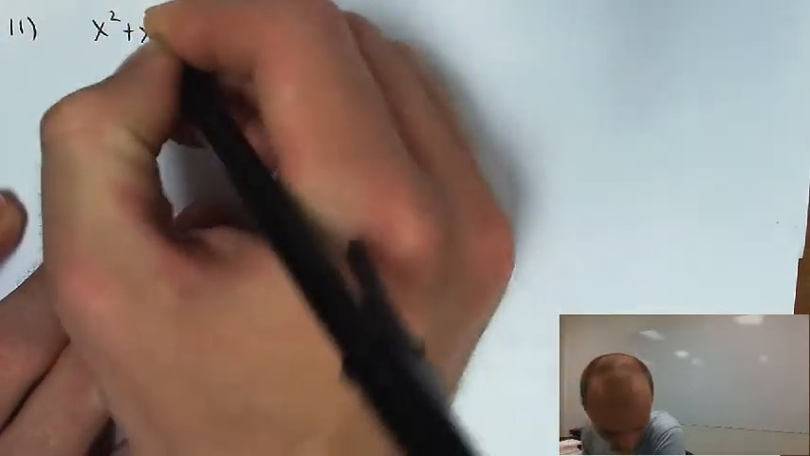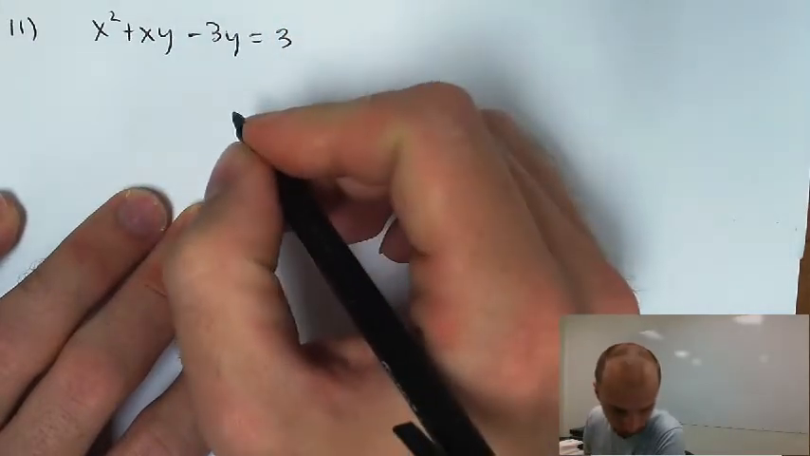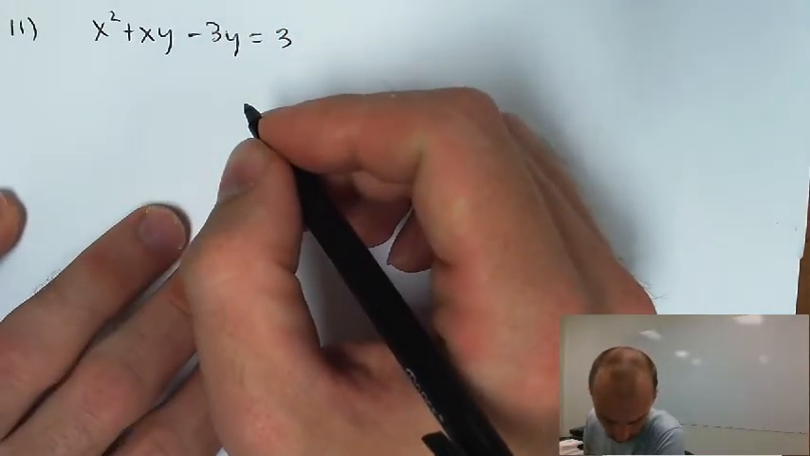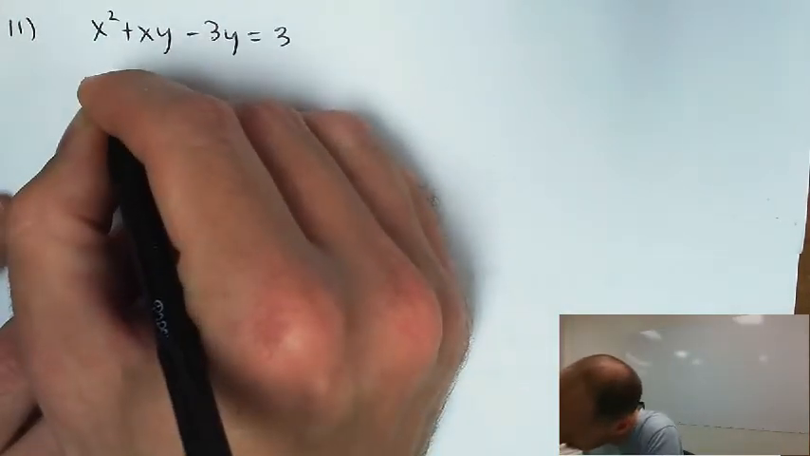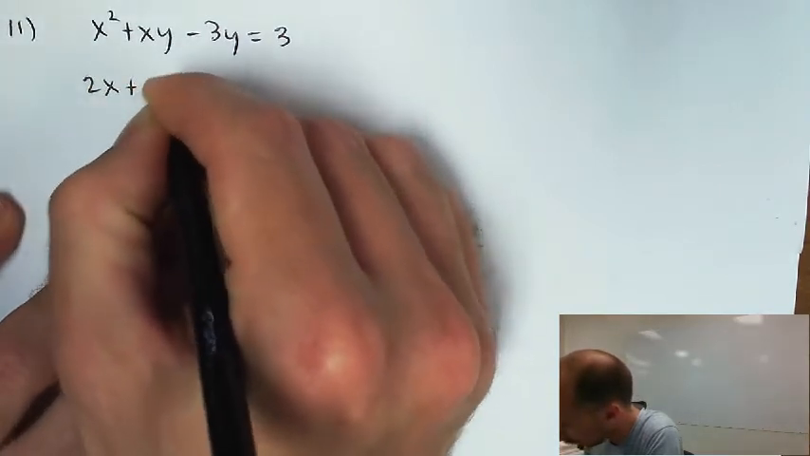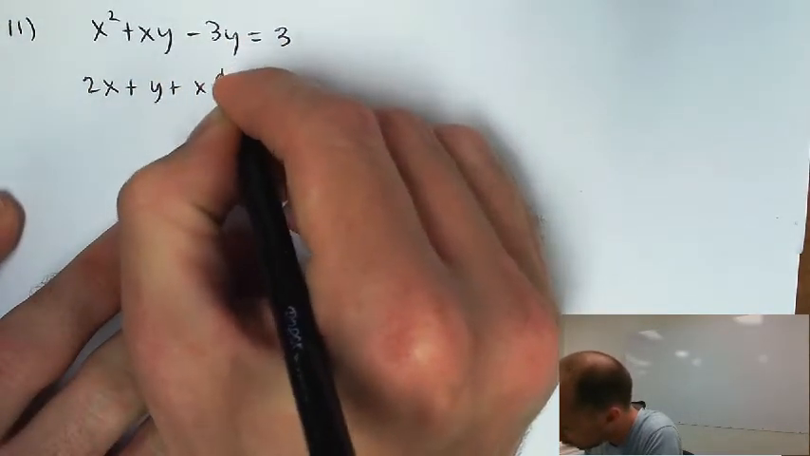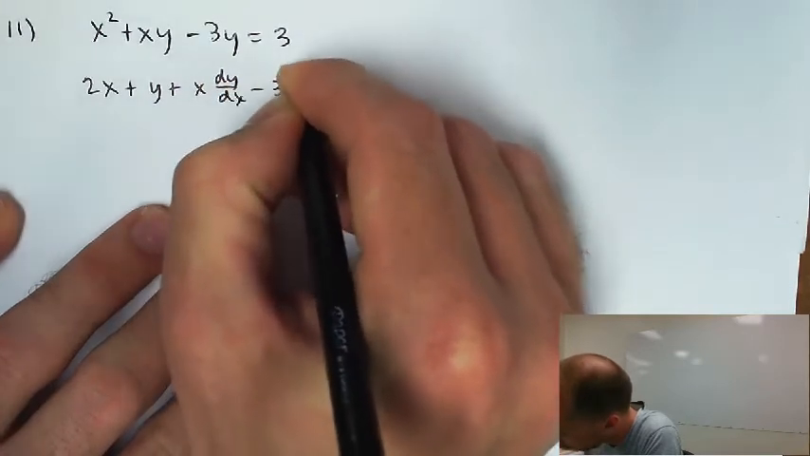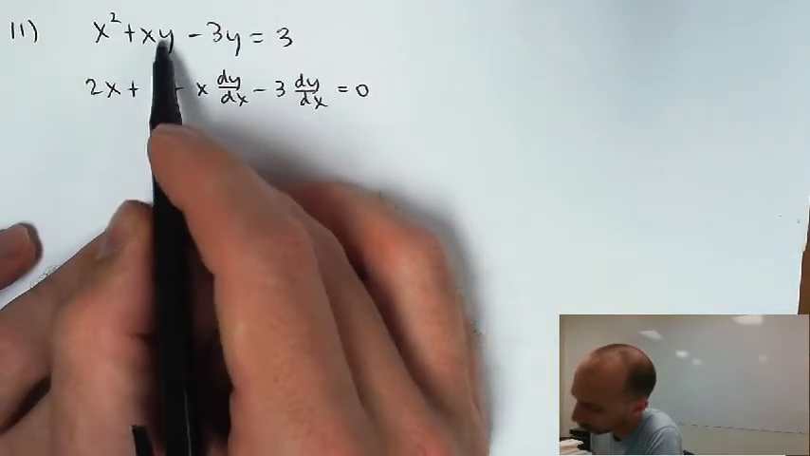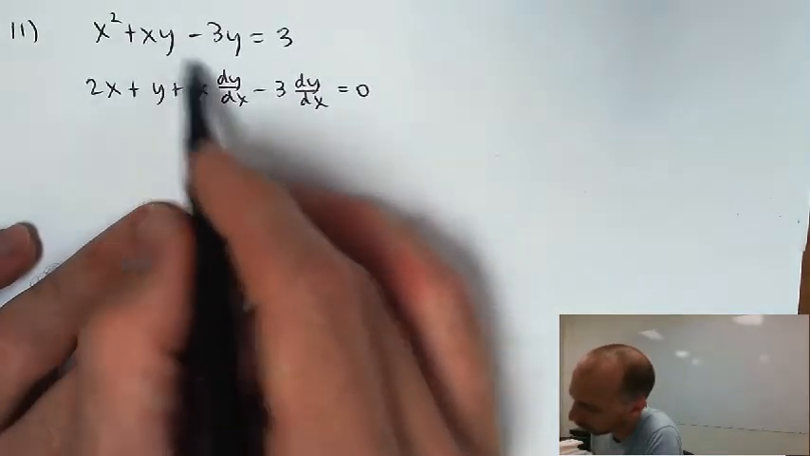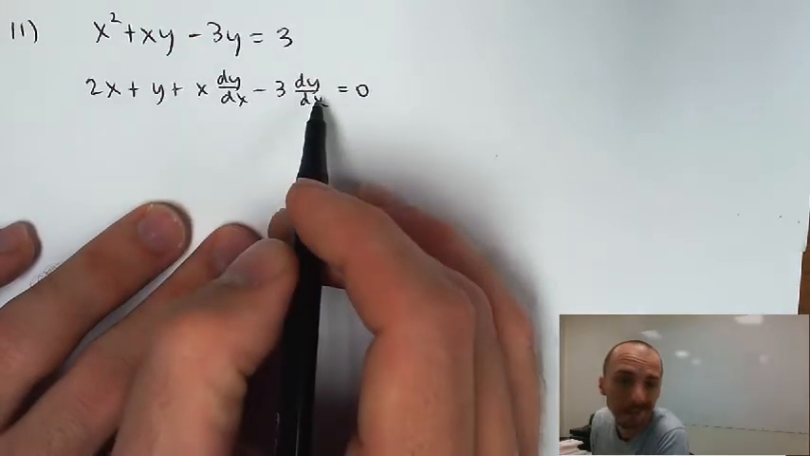All right, here we've got a nice implicit derivative. X squared plus xy minus 3y equals 3. And we want the value of dy dx at the point where x is 2 and y is 1. So 2x plus y plus x dy dx minus 3 dy dx equals 0, right? Taking the derivative with respect to x, this is going to require a product rule consideration, and the derivative of y with respect to x is dy dx.